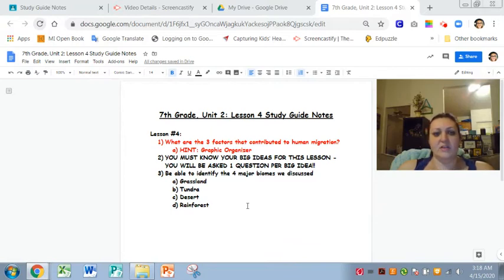And you are going to have to identify the 4 major biomes. There will be picture matching and there will be description matching. So make sure that you are familiar with the biomes, even ones that you did not pick for your project.